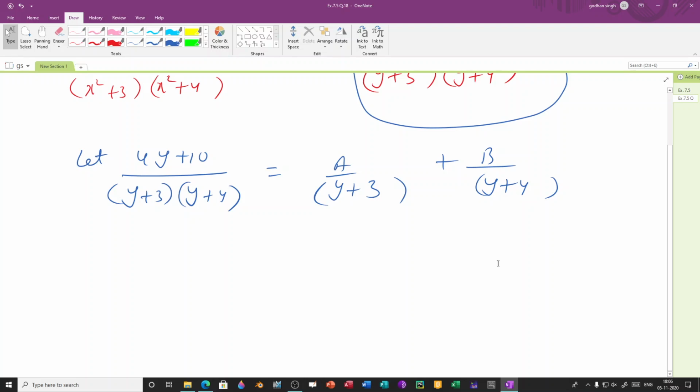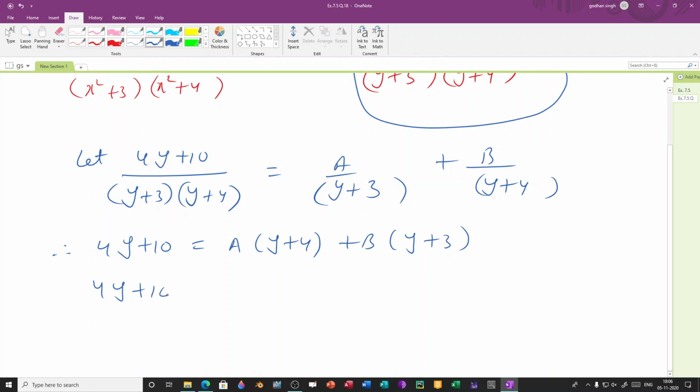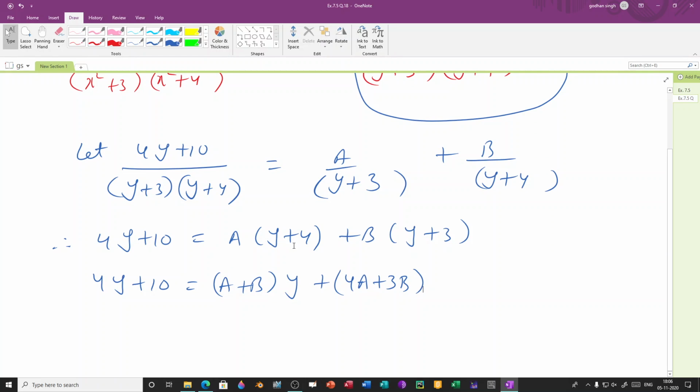So we'll be getting 4y plus 10 equal to a into (y plus 4) plus b into (y plus 3). This will give us 4y plus 10 equal to, grouping the y terms together, (a plus b) into y plus (4a plus 3b). Now comparing both sides.